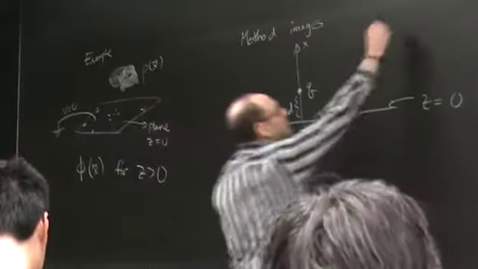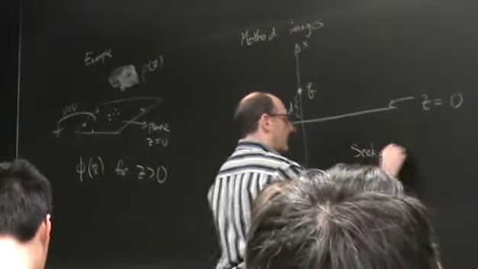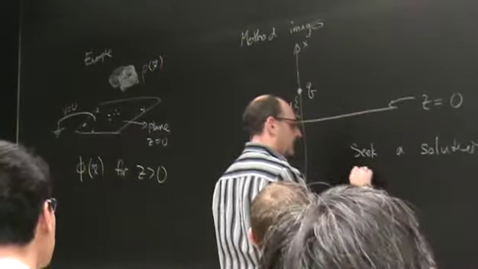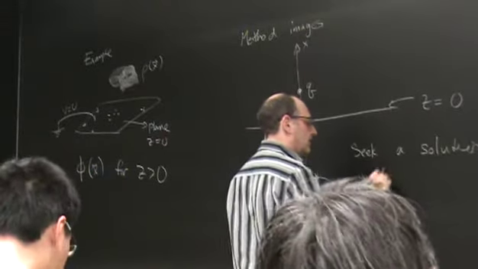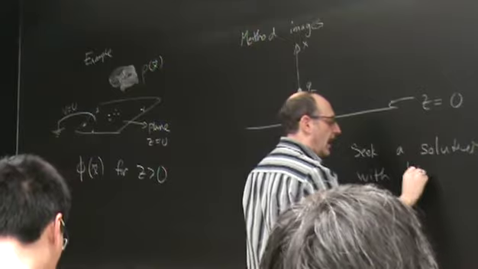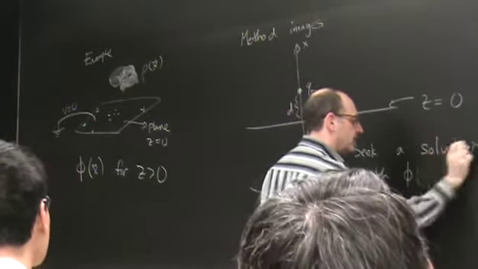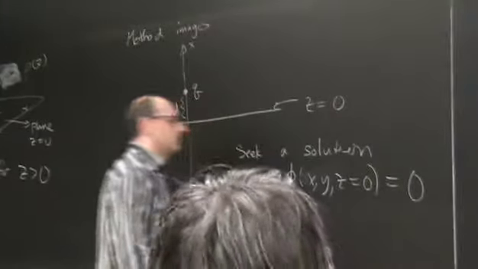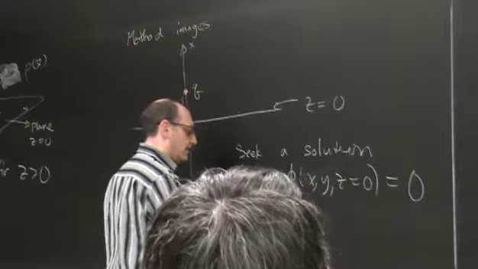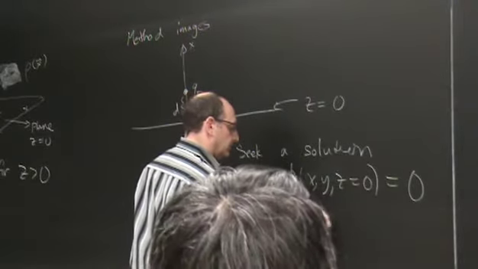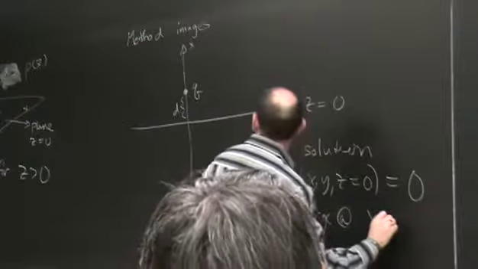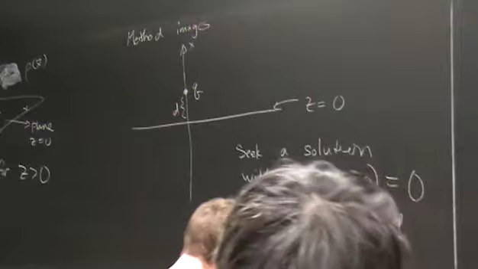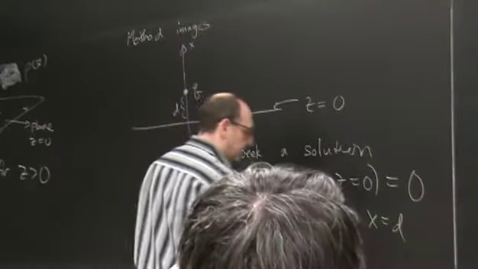We seek a solution with the potential at z equals 0, as a function of x and y, equal to 0, and a point charge q at x equals d.